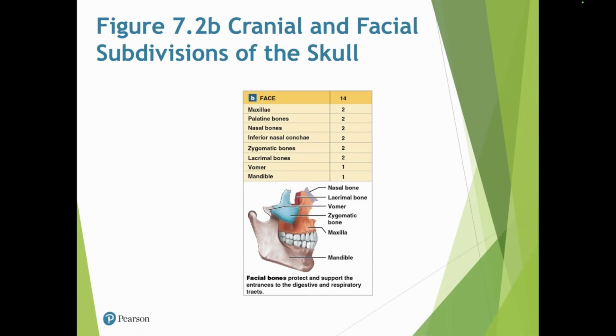Zygomatic bone essentially is going to make the cheekbone that you so know and love. Your lacrimal bone, that's going to be the inner portion of your eye. Your vomer, that's going to be one of them, and your mandible. The mandible is one large piece, while the maxilla is a right and a left.